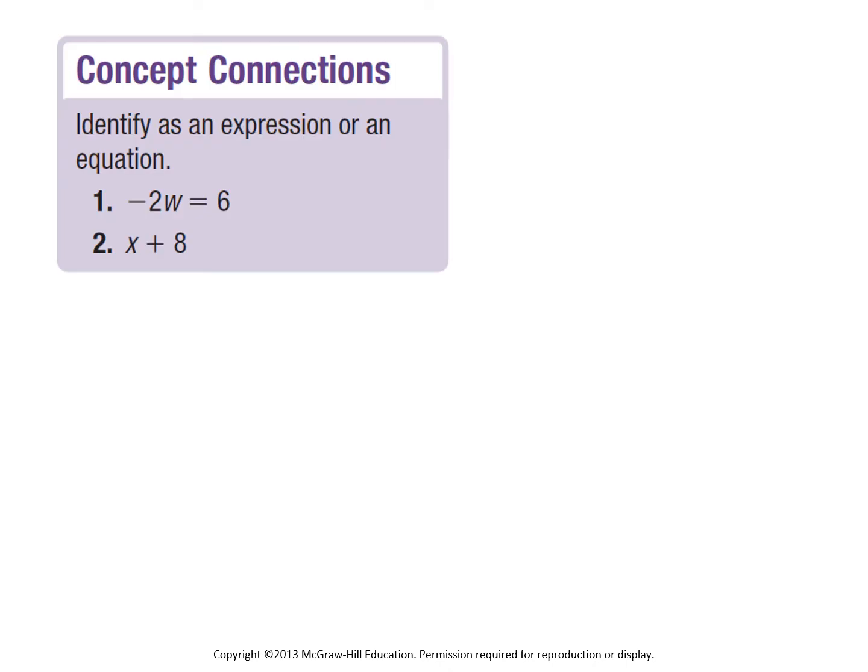So negative 2w equals 6. This is an equation, and we will learn how to solve this. x plus 8 has no equal sign. This is an expression.